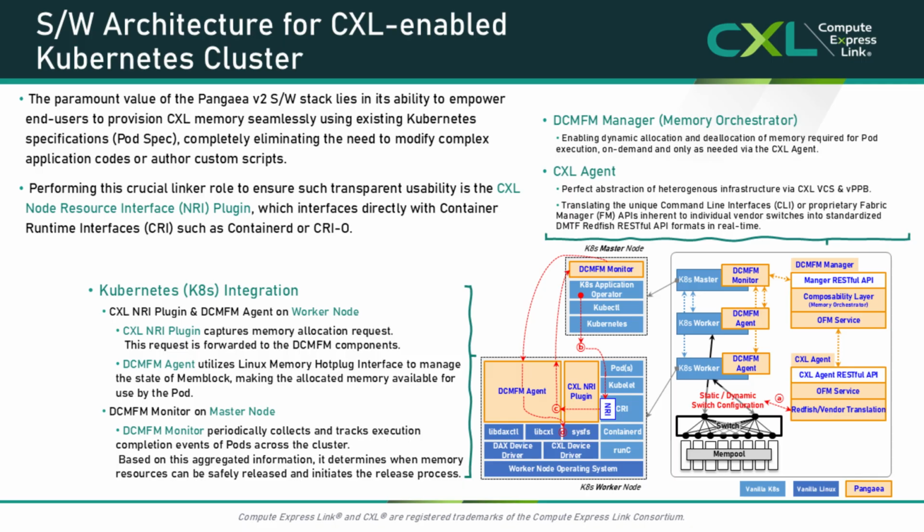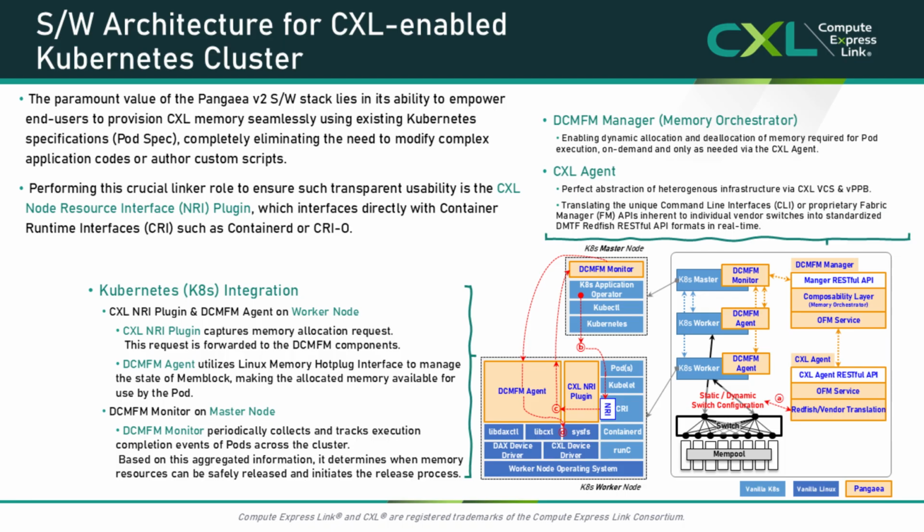Subsequently, it commands the CXL agent to physically bind the logical region of the selected device to the worker node's VCS. Following the successful bind, the DCMFM agent changes the 2 GB offline memory blocks into online state, which are registered in the Linux system RAM topology, transitioning them into actual available memory.